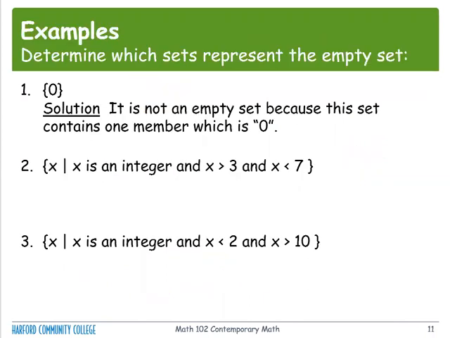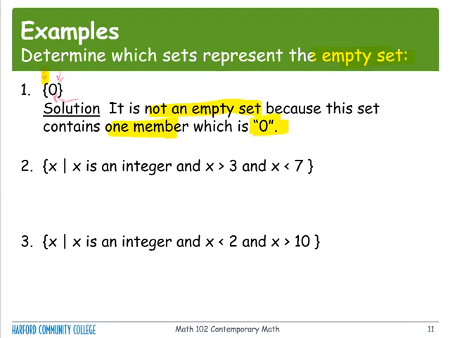For this example, we're going to determine which set represents the empty set. For example 1, as you see, you have the curly bracket, open and then close. You see something in there, and that something is the number 0. The conclusion or the solution of this problem is that it is not an empty set. The reason why it's not empty is because it contains one member, and that member is the number 0.